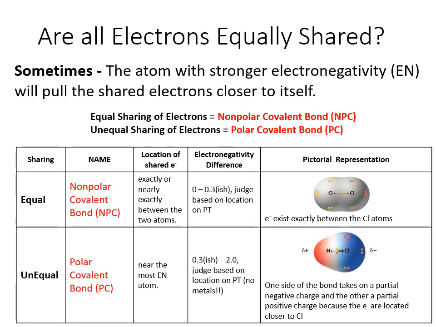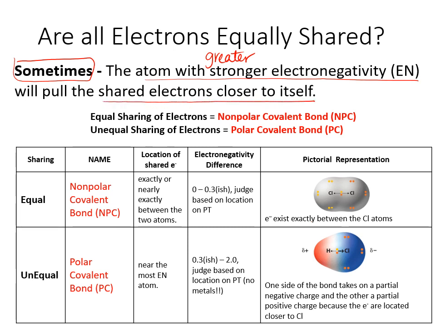Now, are all electrons shared equally? Sometimes. An atom with a stronger electronegativity, and maybe I should say greater electronegativity, will pull the shared electrons closer to itself. When unequal sharing occurs, it is a polar covalent bond. Be very, very careful. Last year you talked about polar covalent molecules. We haven't gotten there. This is a polar covalent bond. If electrons are shared equally, then you have a nonpolar covalent bond.